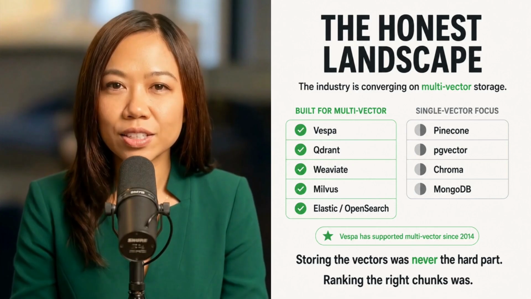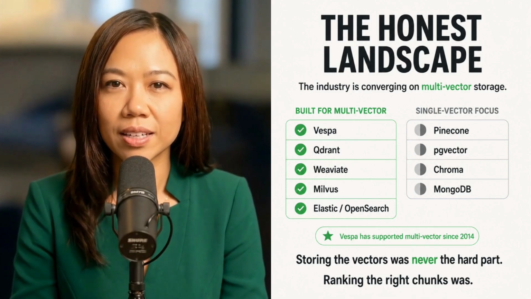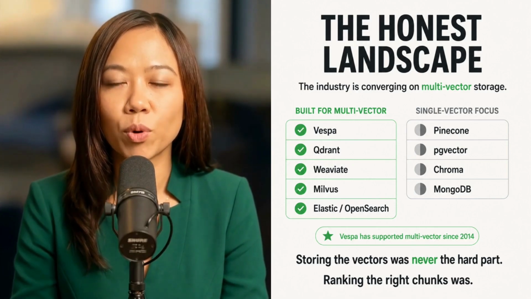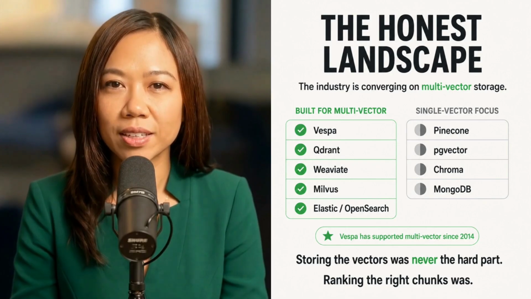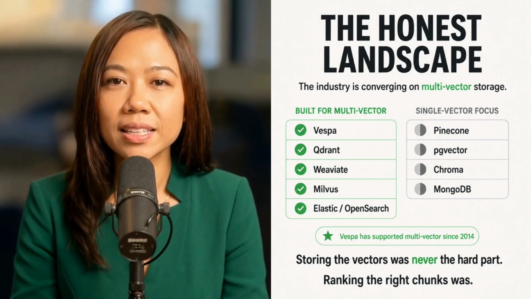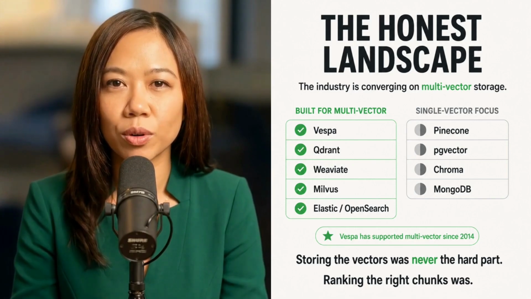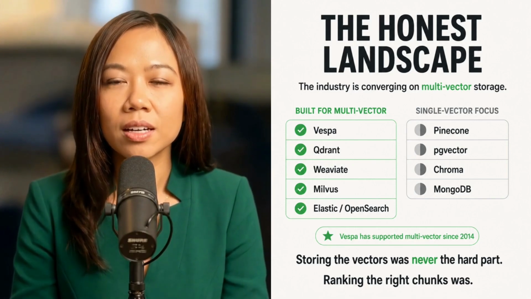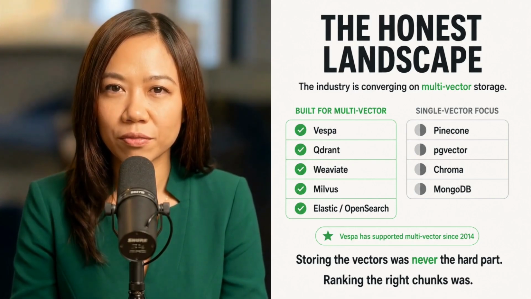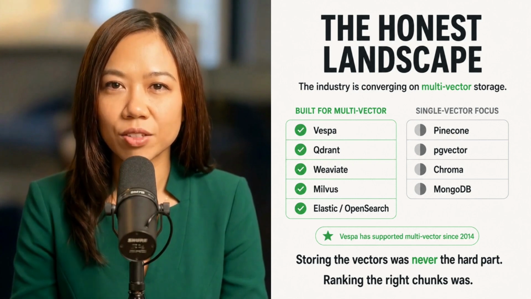It means the industry is converging on the same idea. Documents often need more than one vector, but not every system means the same thing when it says multi-vector. This distinction matters because multi-vector support is not one single feature. Some systems mean multiple vector fields. Some mean nested passage vectors.